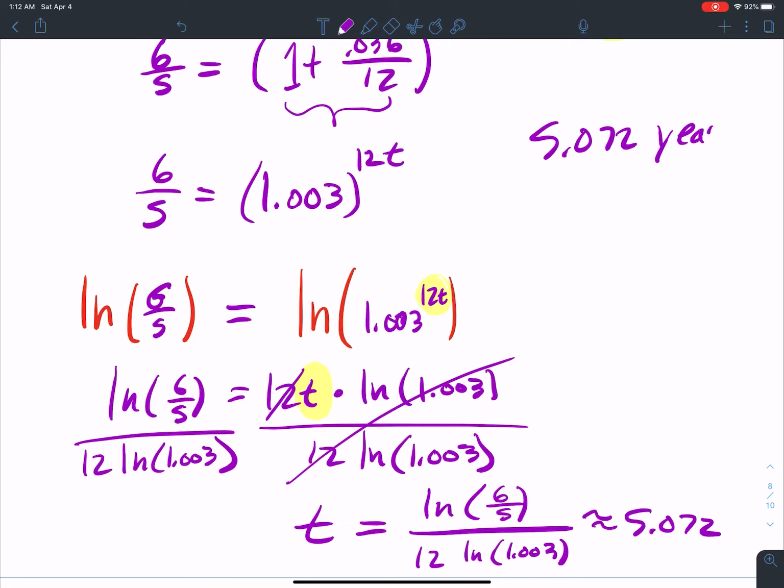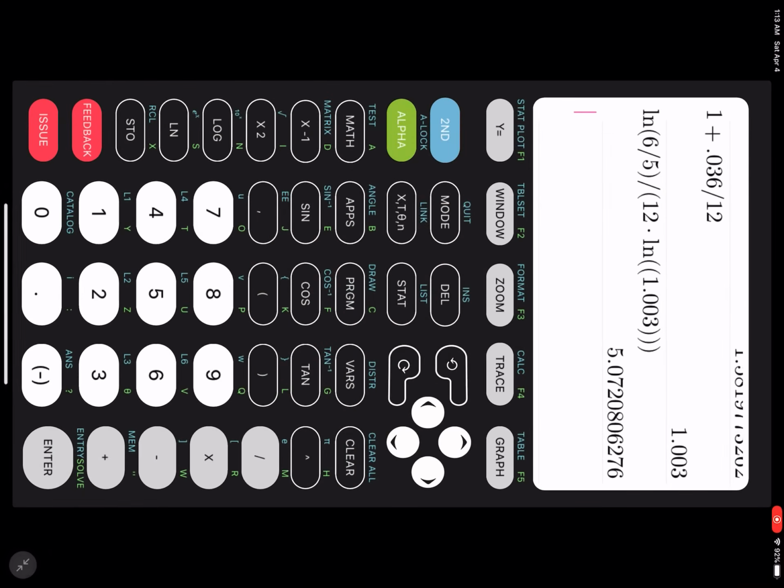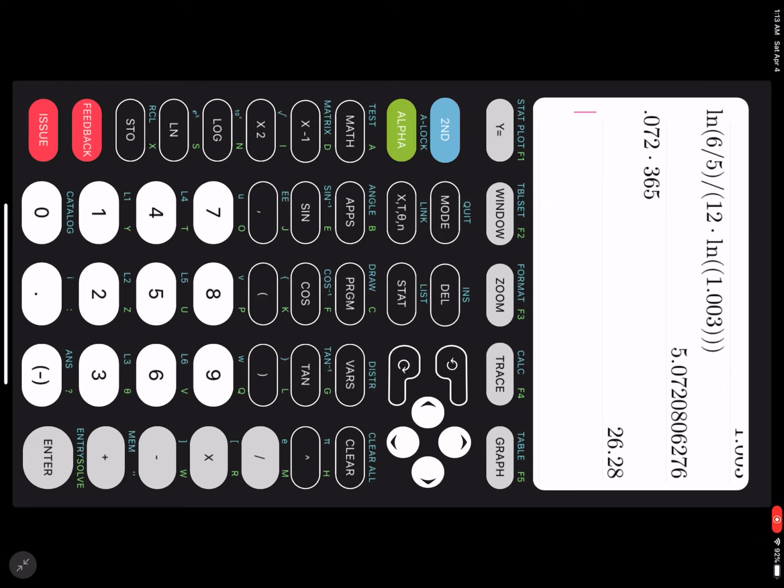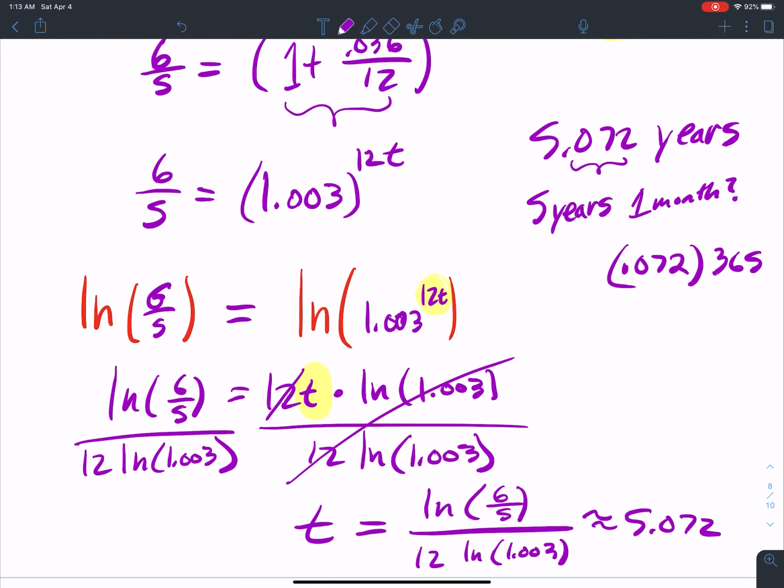5.072 years. Or maybe like 5 years and 1 month, somewhere around there, 26 days. How did I get 26 days? Well, this 0.072, how many days are in a year? There's 365, right? So 0.072 times 365 gets me like 26 days. So 26 days is like a month. So 5 years and a month, you'll get your money. That's basically what they're saying there.